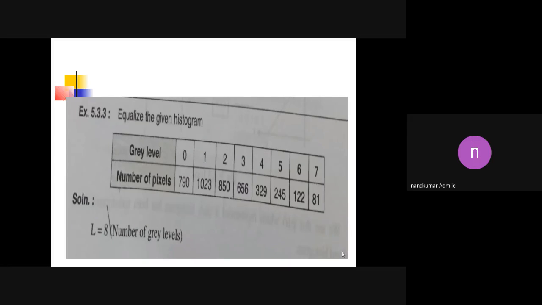For this example, the gray levels are 0 to 7, so the length L is equal to 8. The length L means how many gray levels are present in that histogram. As we count, the total gray levels are 8, so L is equal to 8. Is it clear? The first part is clear: how to calculate the length of the histogram.